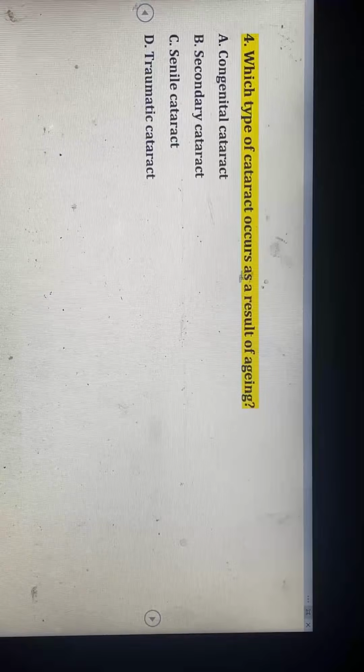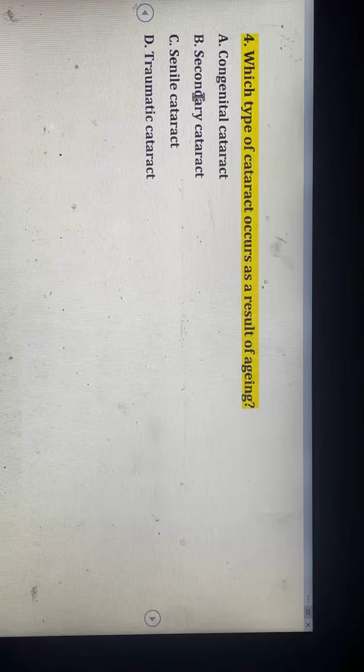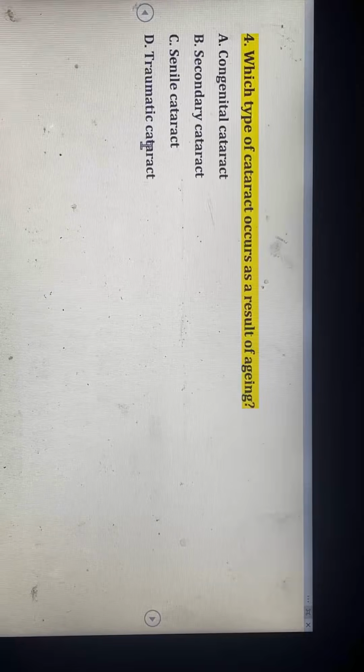So back to our question, which type of cataract occurs as a result of aging? Congenital, secondary, senile cataract, and traumatic cataract. So I want you to think rationally and give me your answer.